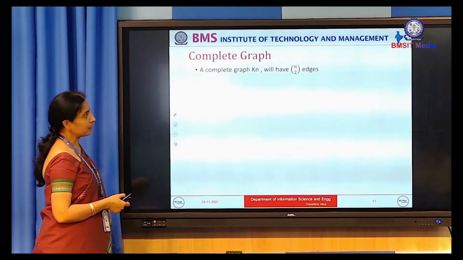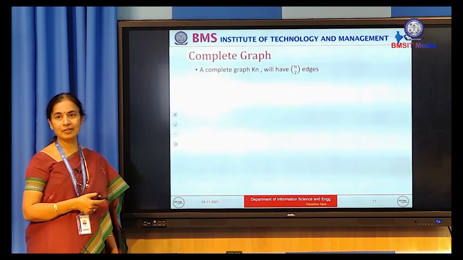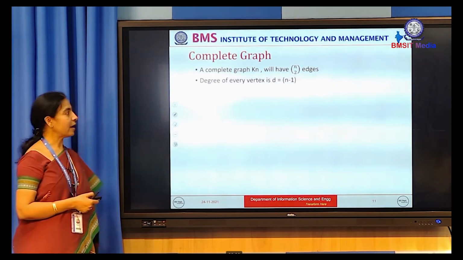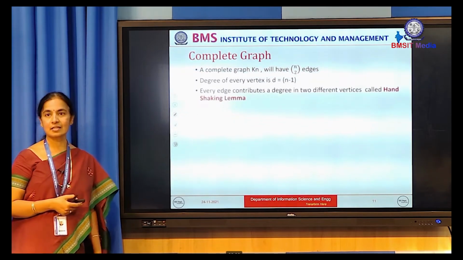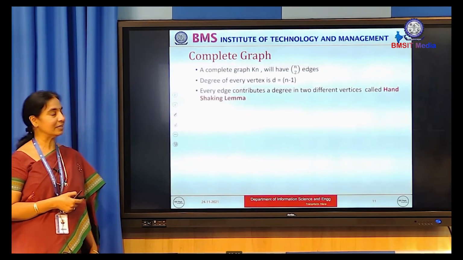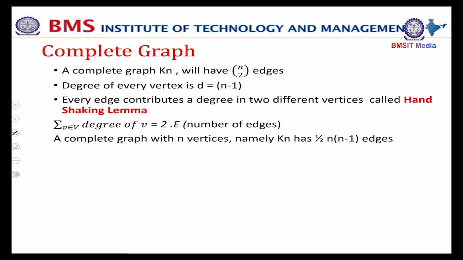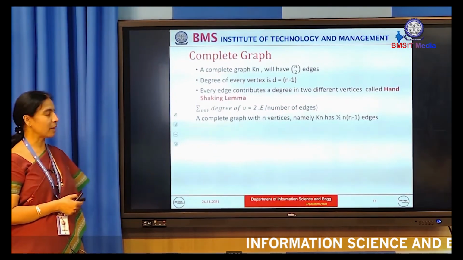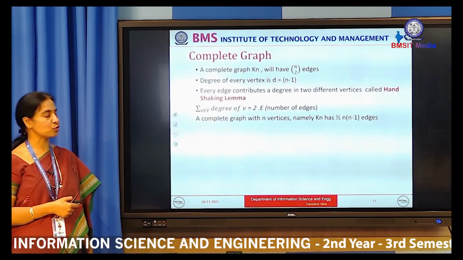These are some of the properties or formulas that we are going to use in a complete graph. A complete graph Kn will have n choose 2 edges. Based on the handshaking lemma or handshaking property, the degree of every vertex is equal to n minus 1. So in a complete graph we have degree n minus 1 at each vertex. Next, a complete graph with n vertices, namely Kn, has 1/2 n into n minus 1 edges, as we have seen in the first statement, that is n choose 2 edges.